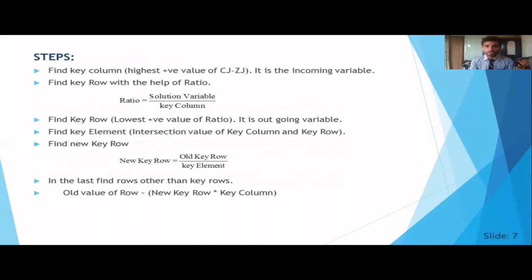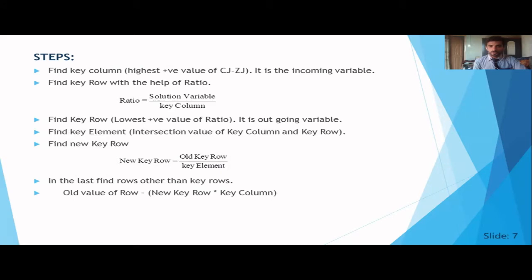Steps to solve a problem by the simplex method. Find the key column: the highest positive value of Cj minus Zj. It is the incoming variable. Find the key row with the help of the ratio. Ratio: solution variable divided by key column. Find the key row: the lowest positive value of the ratio. It is the outcome, the outgoing variable. Find the key element: the intersection value of key column and key row.